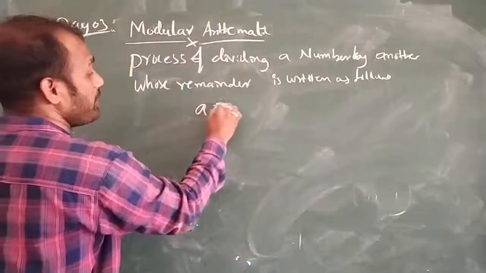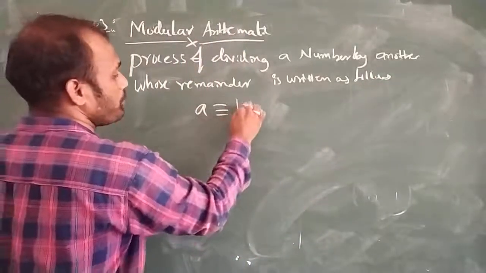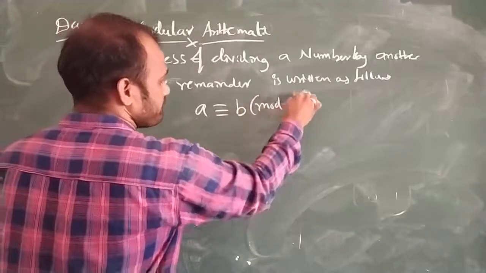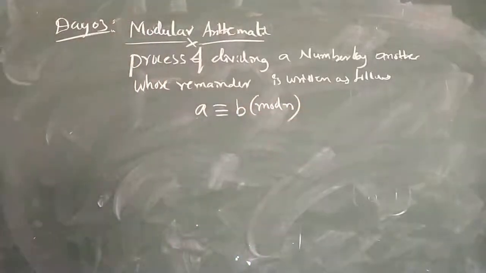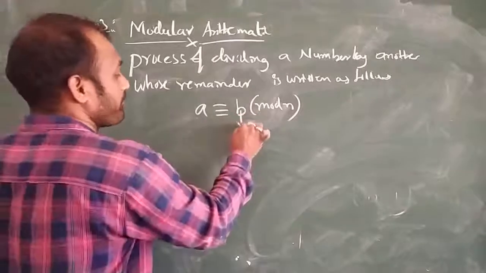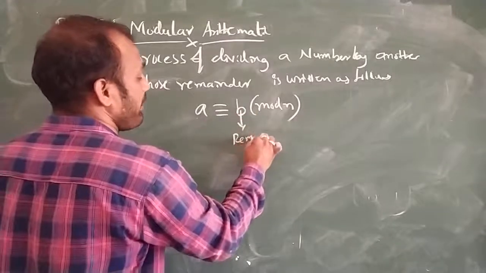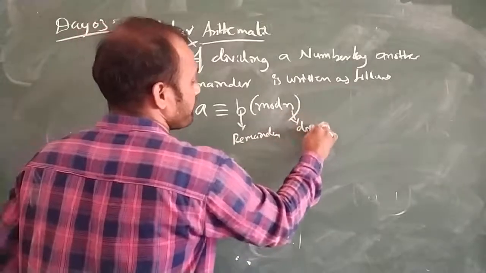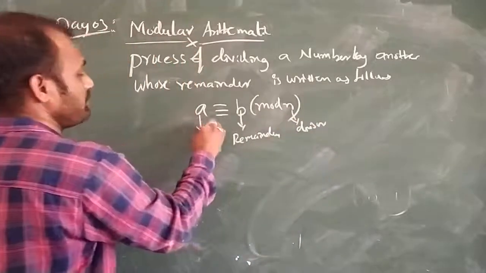That is, A congruent to B modulus n, where B is the remainder, this is the remainder, and this is the divisor, this is the dividend.